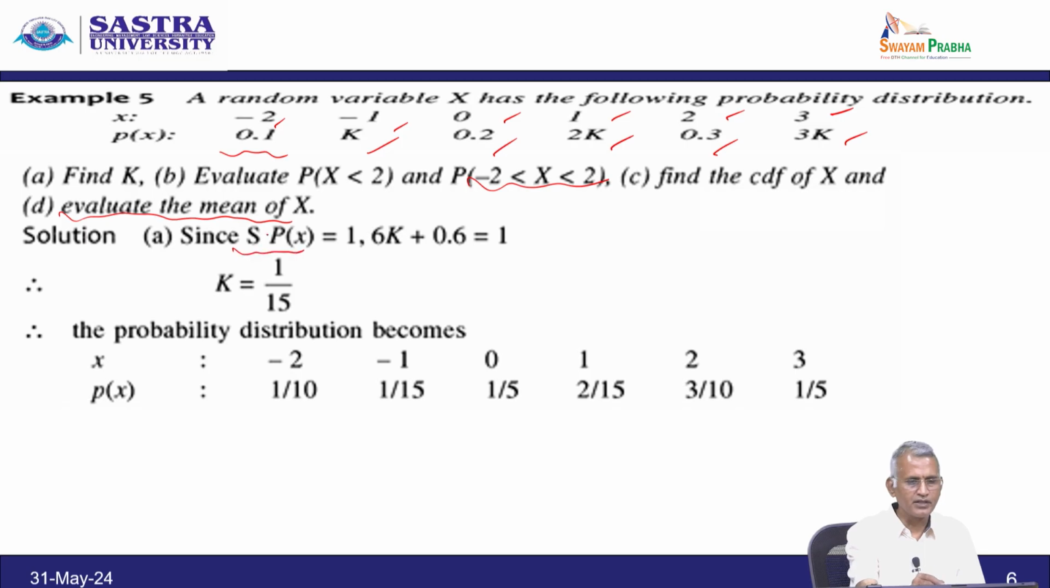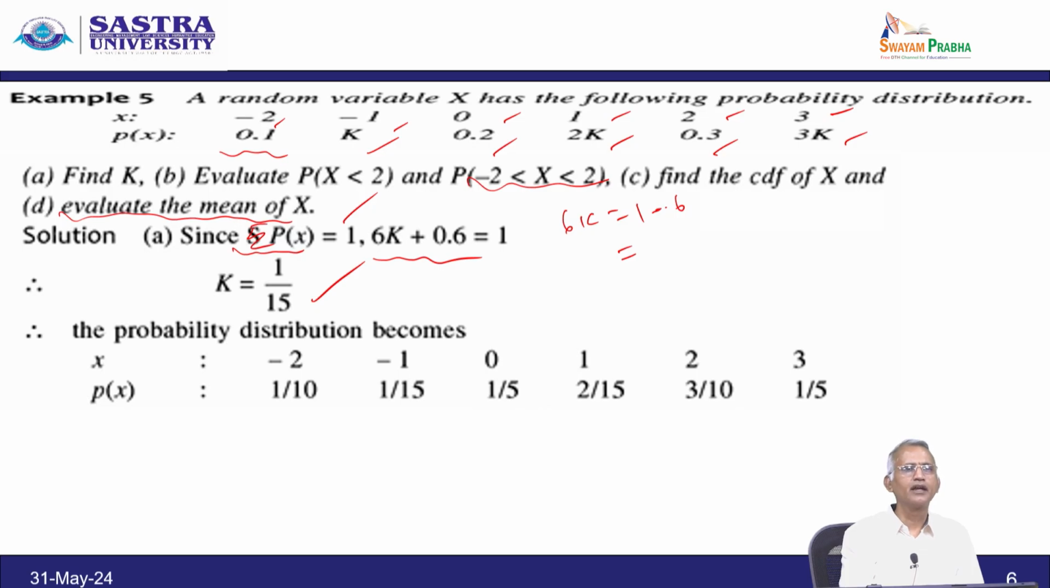Summation of p of x equals 1. Therefore, here we have k plus 2k plus 3k, which is 6k, and 0.1 plus 0.2 plus 0.3 is 0.6. Simply add p of x. So 6k plus 0.6 is 1, and 6k equals 1 minus 0.6. So, 1 minus 0.6 is 0.4. Therefore, k equals 1 by 15. So, we got the value of k.